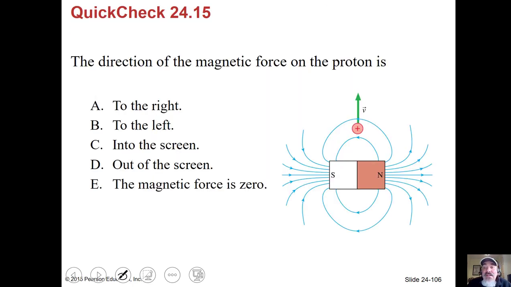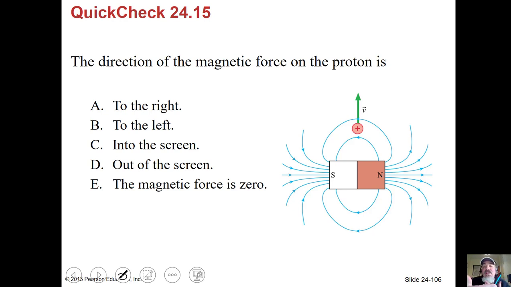Okay, so let's see what's going on here. Here's a bar magnet, and here's a charge that's moving in the direction that you see. So you've got to line things up. Take your thumb and put your thumb in the direction of V. Now B, if you're looking at it, goes from right to left.